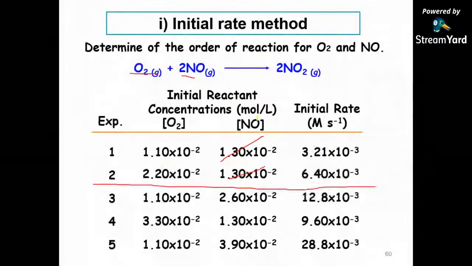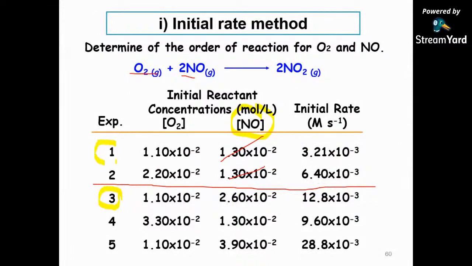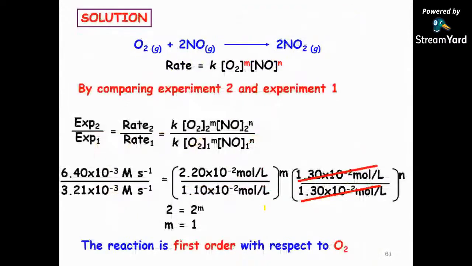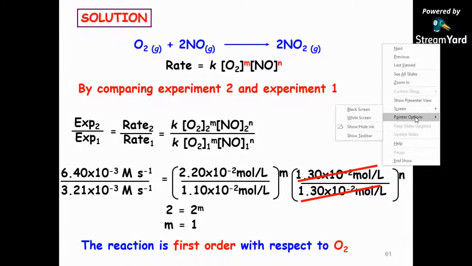Okay, if I want to give the NO, I will use this one, 3 and 1, because here I can cancel off. Yeah, so let's check the solution. So this is the solution.